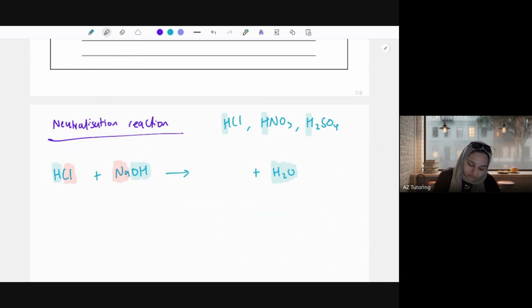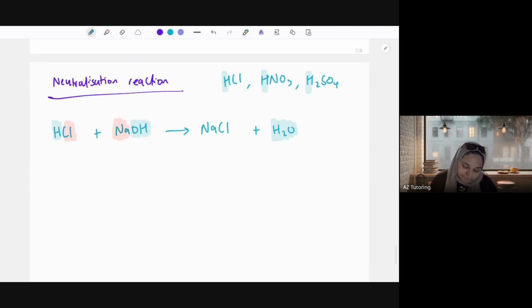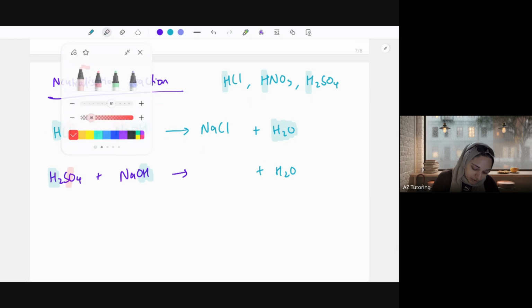So you've got chlorine there, you've got sodium. So it's just sodium chloride, this one. And then just always make sure that it's balanced as well. I'll give another example. Let's say, for example, we've got H2SO4, so sulfuric acid, and again, that's reacted with sodium hydroxide. The water comes from the hydrogen of the acid and the OH minus of the base, so that gives you your water. And then whatever's remaining, that gives you your salt.